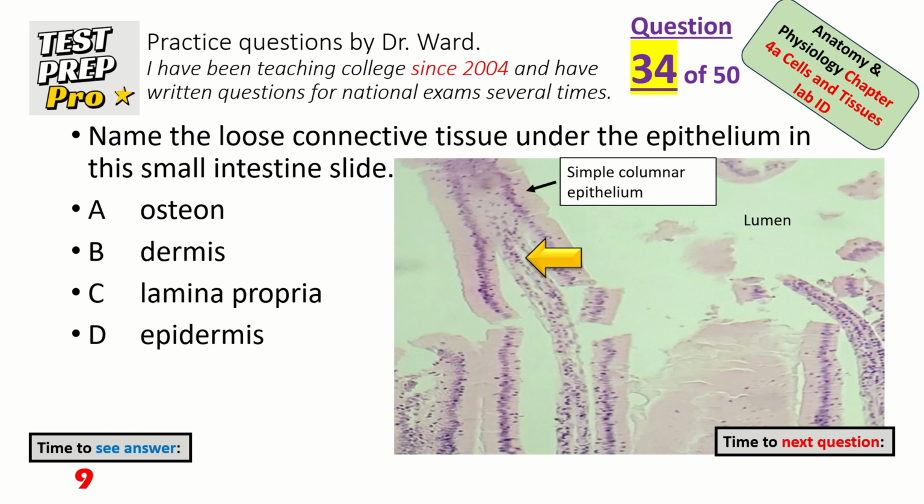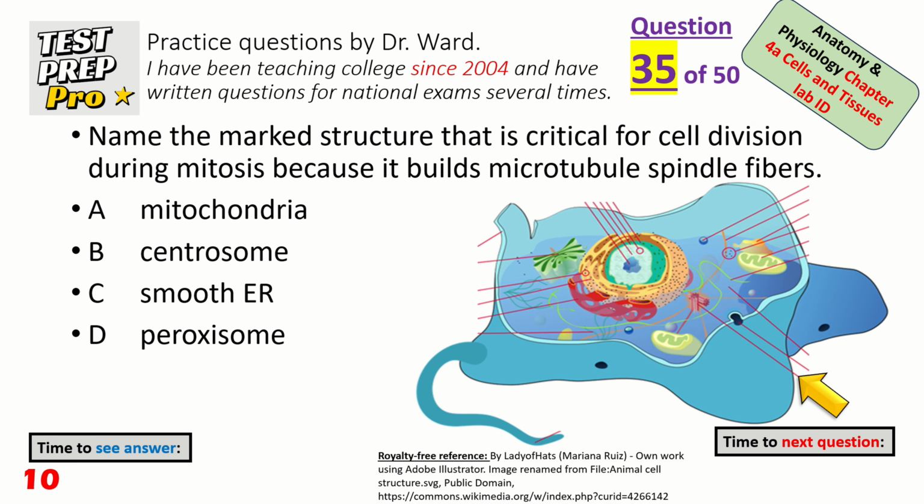Name the loose connective tissue under the epithelium in this small intestine slide. Lamina propria. Name the marked structure that is critical for cell division during mitosis because it builds microtubule spindle fibers. Centrosome.